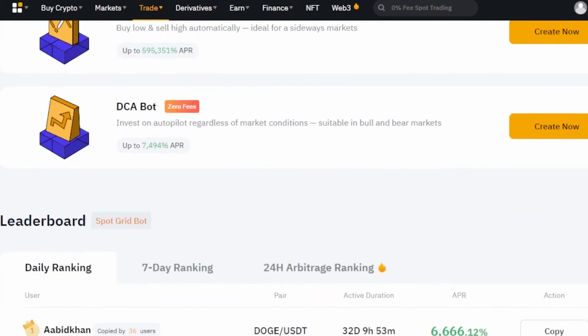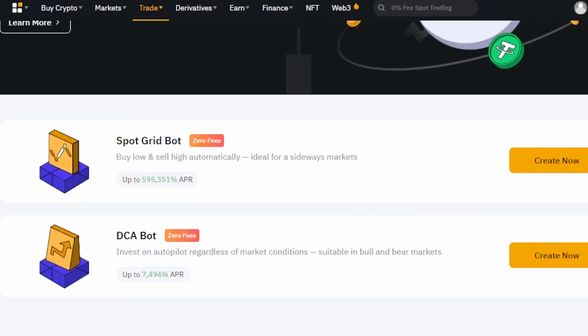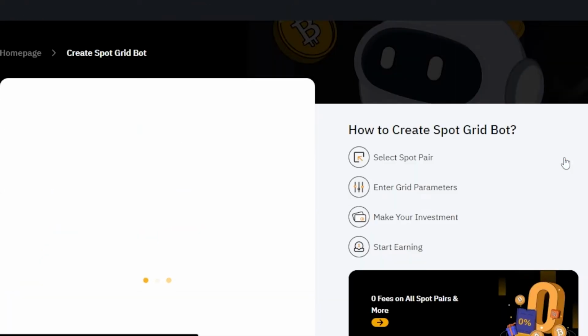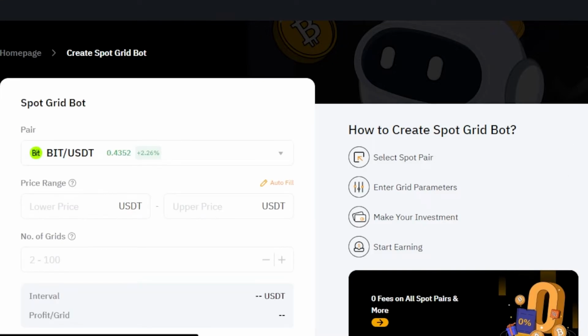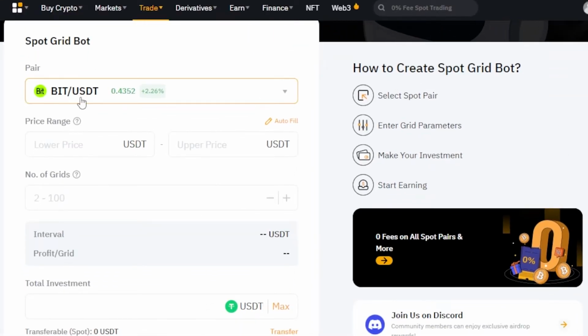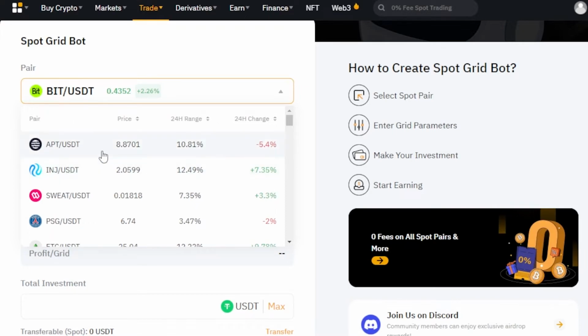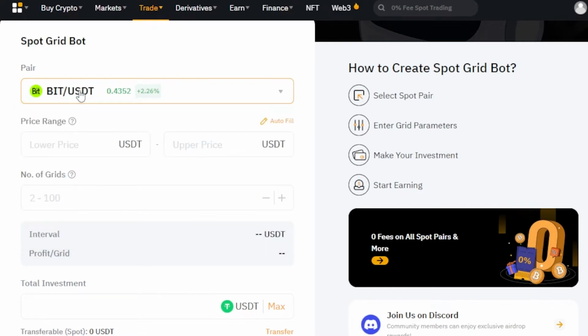Let me show you how to create a bot. Let's create the simplest bot, which is the spot grid bot. Buy low and sell high automatically, ideal for sideways markets, zero fee. Click on create now and it will take you to the trading window. Here you can see, select the spot pair. All right, this is actually a guide. Let's select the pair you want to go for. I'm going with BIT and USDT.